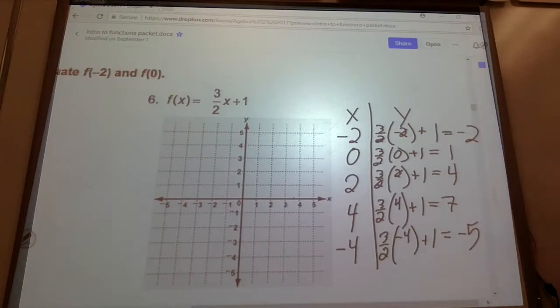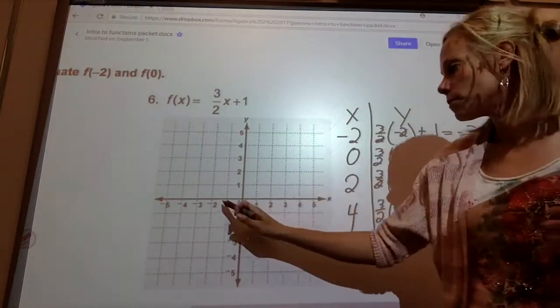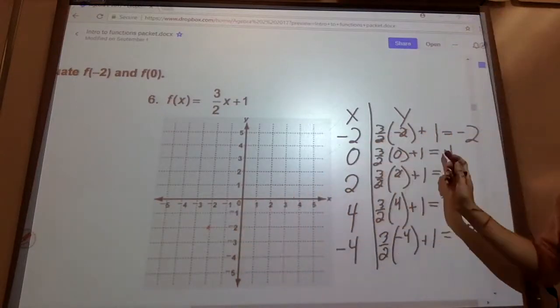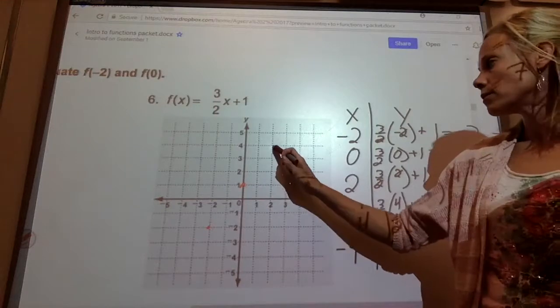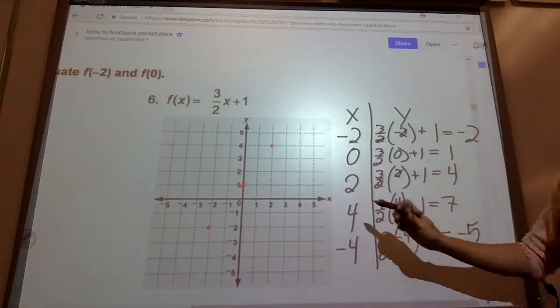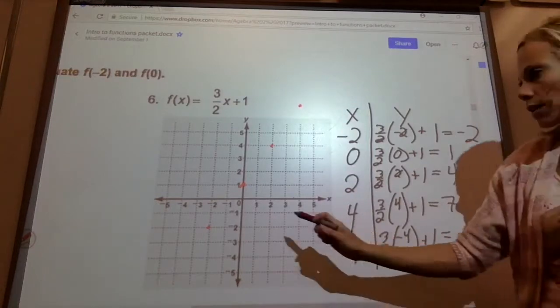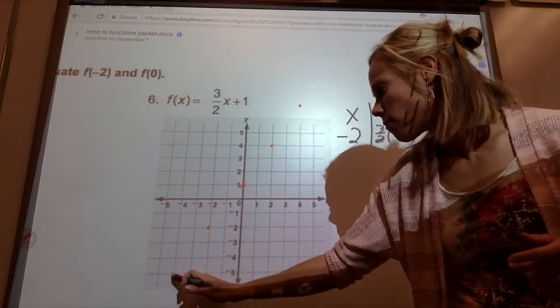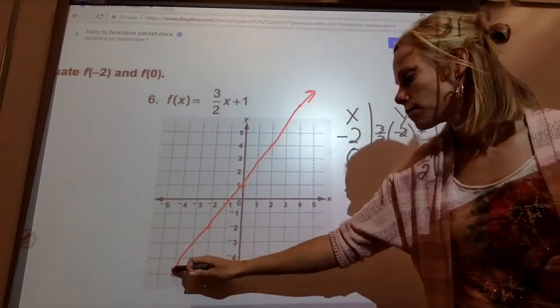Now graph those points. So what am I graphing? Negative 2, negative 2. 0, 1. 2, 4. 4, 7. Oh, it's going to go off a little bit. That's all right. Negative 4, negative 5. And you should create a line. This is a linear function. Wow.